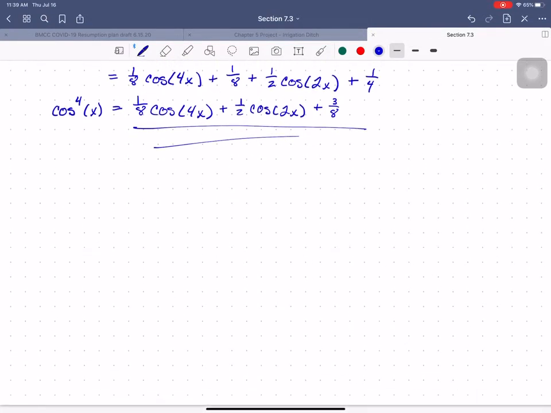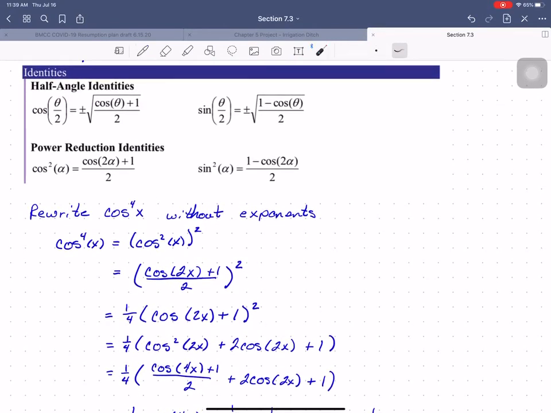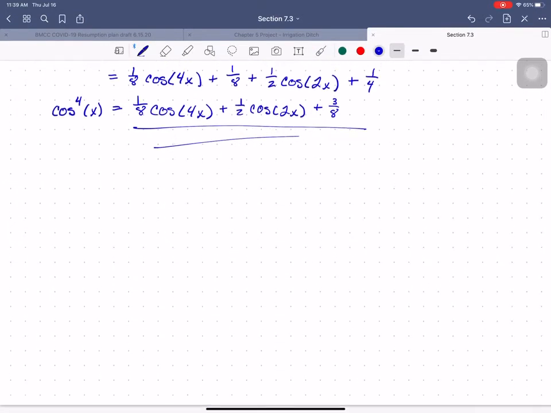Let's do something with the half angle formula directly. So what did I do there? It's a consequence of the half angle formula, but we call it a power reduction formula. Now I'm actually going to use the half angle formula, because I'm asked to find the exact value of the cosine of 15 degrees.